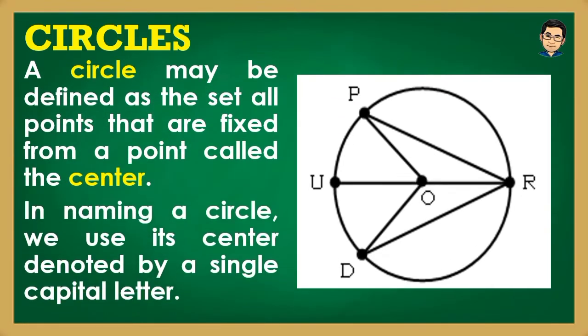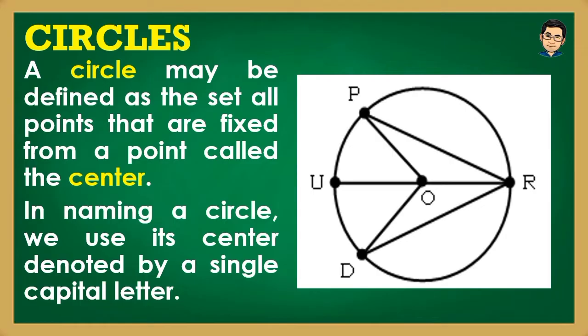So, let's start by defining what is a circle. So, a circle may be defined as the set of all points that are fixed from a point called center. Okay. So, madalas kong tanungin yung mga estudyante if a circle is a polygon. And then, some of them are confused. Ang sabi nila, circle is a polygon. Circle is not a polygon. So, basically, circle is not a polygon because it has no sides. Pag polygon po kasi, may sides po yun.